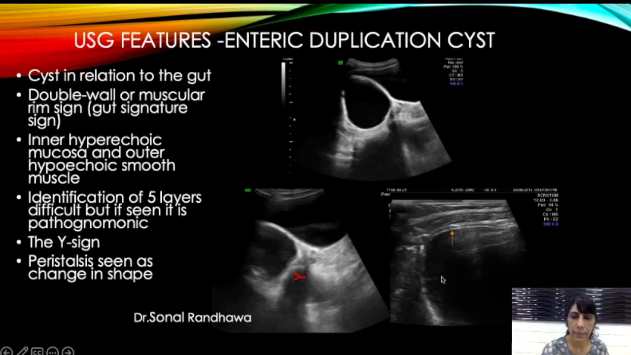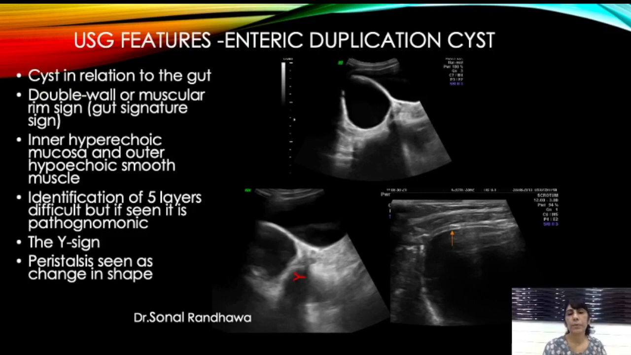So one was double layering, and the second feature is called the Y sign. Now what is the Y sign? I can see the normal bowel area here, and the wall of the normal bowel area is going into the wall of this cyst. It is protruding into the wall of the cyst also. I can see a Y shape being formed, which tells me that it shares a common wall with this gut loop. So this again confirms my diagnosis of enteric duplication cyst.